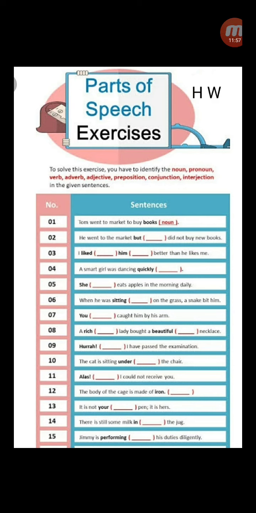Now, children, you need to practice this exercise on your own. So, write down in your notebook. I hope I have done quite well with you all. Any queries? You are most welcome to come and ask me whenever we are in the school.